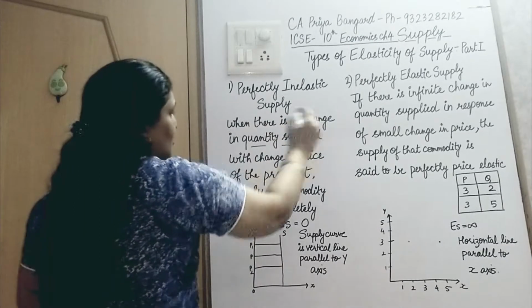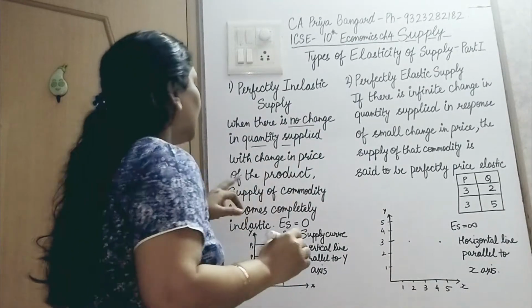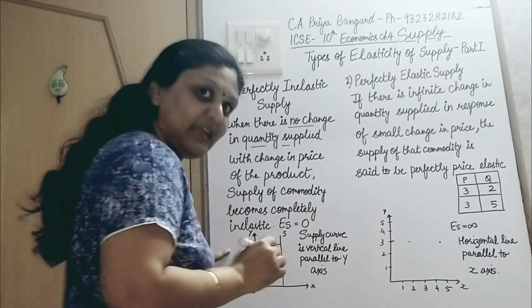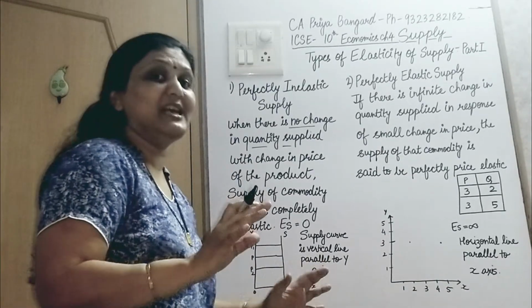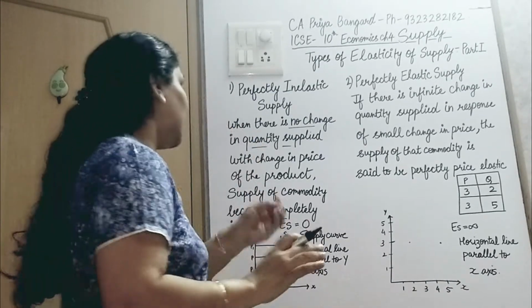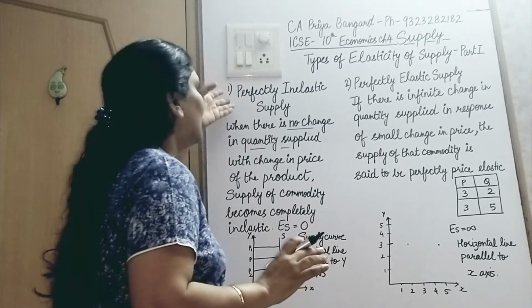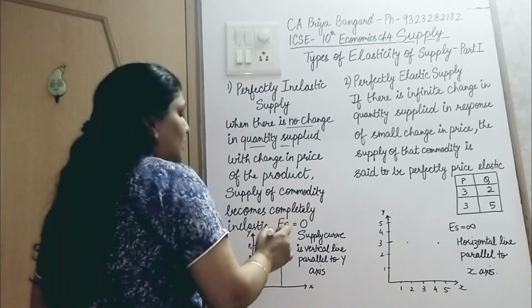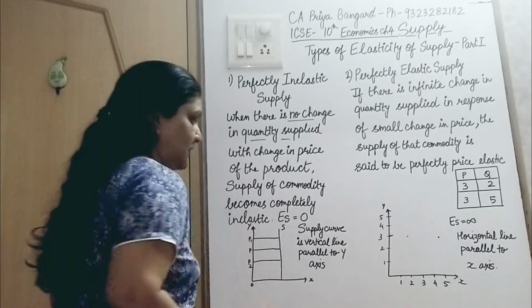So when there is no change in quantity supplied with the change in price of the product, supply of commodity becomes completely inelastic. So when it is completely inelastic, uski elasticity hai kaisi? Zero. So you can also say we are reading perfectly inelastic supply in terms of price. So elasticity or price elasticity of supply is zero.